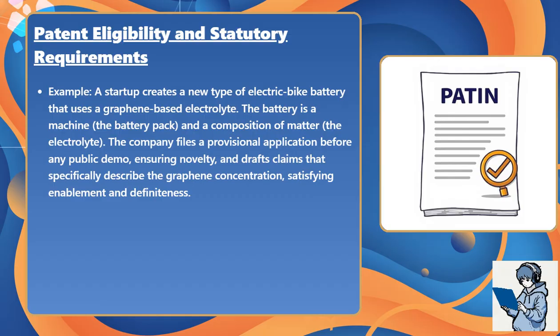Example: a startup creates a new type of electric bike battery that uses a graphene-based electrolyte. The battery is a machine, the battery pack, and a composition of matter, the electrolyte. The company files a provisional application before any public demo, ensuring novelty, and drafts claims that specifically describe the graphene concentration, satisfying enablement and definiteness.